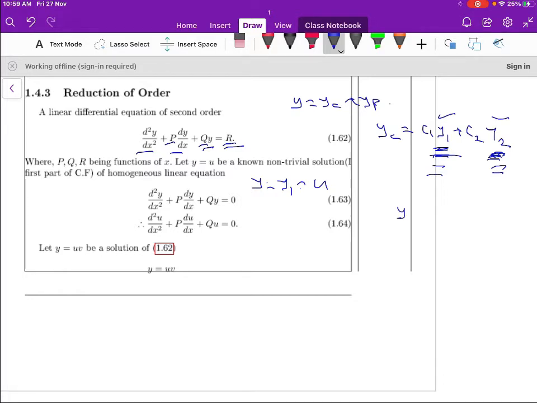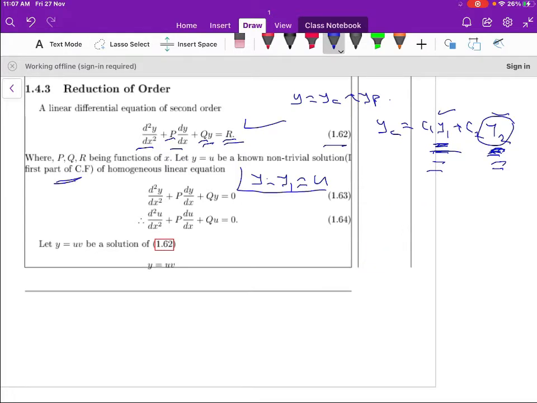Therefore, y is equal to u is a solution of the differential equation, that is equation 1.62, and it satisfies the differential equation 1.62. Therefore, d square u by dx square plus p into du by dx plus q into u is equal to 0.